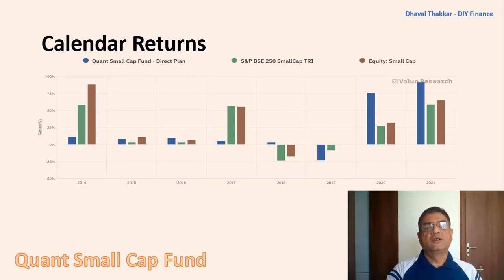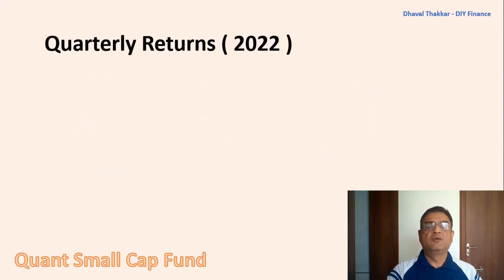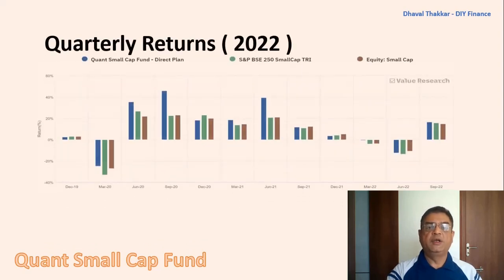Now let's also check the performance of this fund for the first 3 quarters of 2022. Here also, if you see, the fund has outperformed all the 3 quarters of 2022. Hence, from the calendar returns, it can be concluded that the fund is quite consistent in its performance.